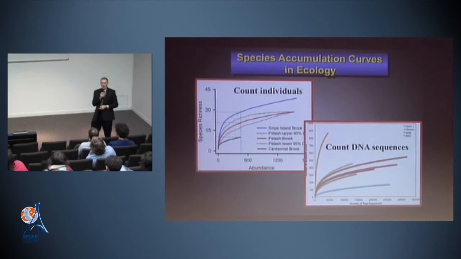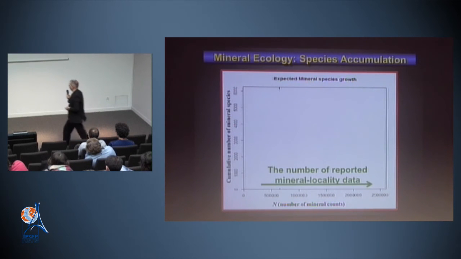You can do the same thing with genomes for microbes. We measure many microbial genome sequences. You can predict the total diversity of microbes, even though you're not measuring every single microbe. You can do the same thing for minerals. And so what we have here is the number of mineral counts. We're at about 650,000 mineral locality data right now, so right at this point.